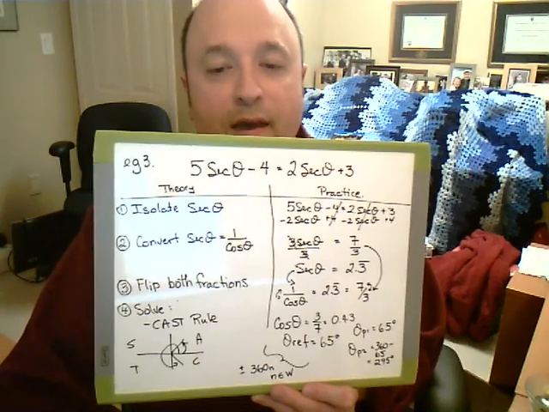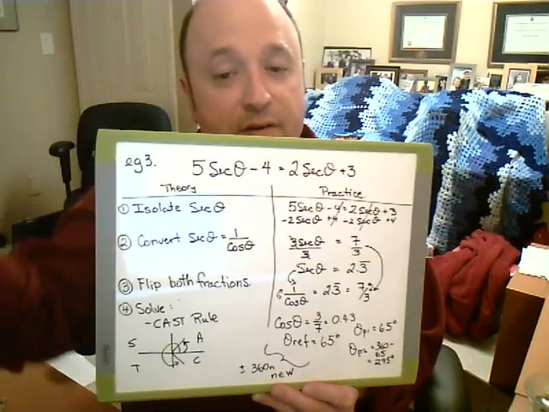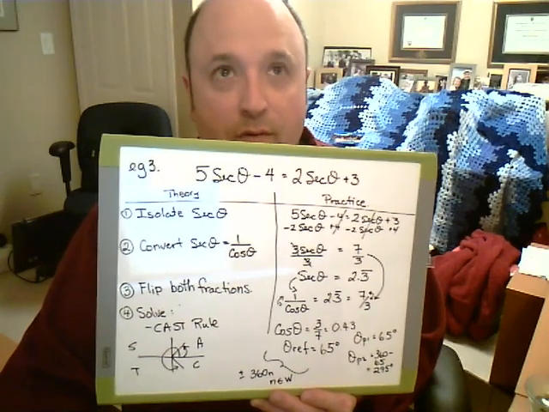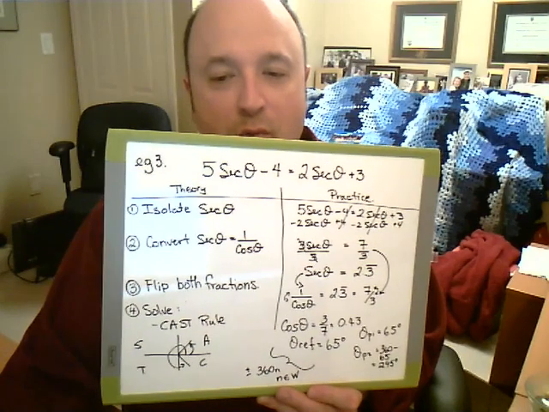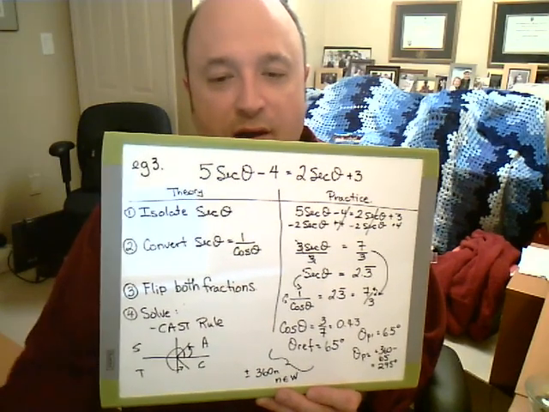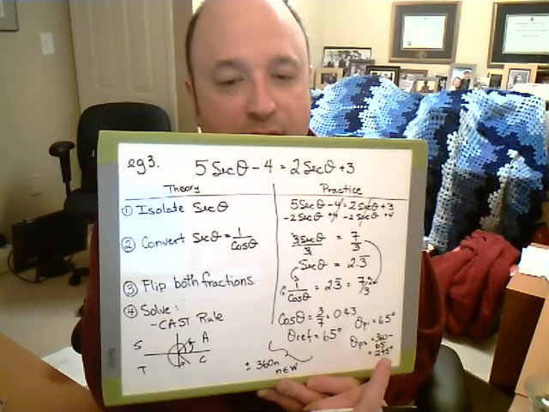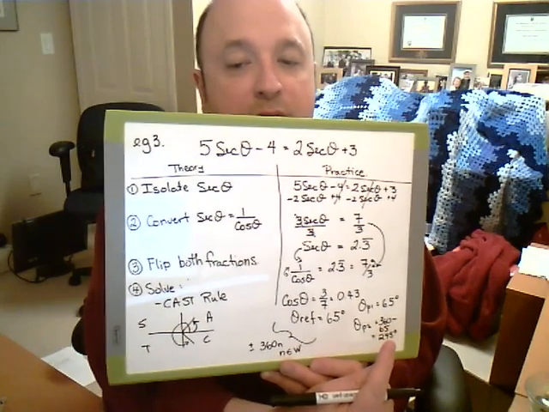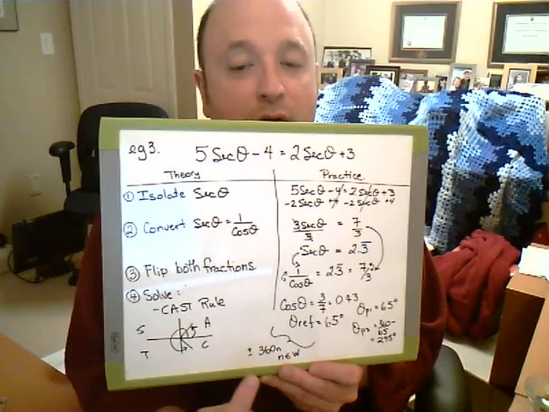So I go to the CAST rule and get my reference angle. I got a reference angle of 65 degrees. By the CAST rule, I'm in quadrants A and C, so quadrants 1 and 4. Principal 1 is in the first quadrant, so 65, that's over here. And then for number 2, I'm 65 away from 360, so 360 minus 65. What's that, 295? And then don't forget your coterminal expression.